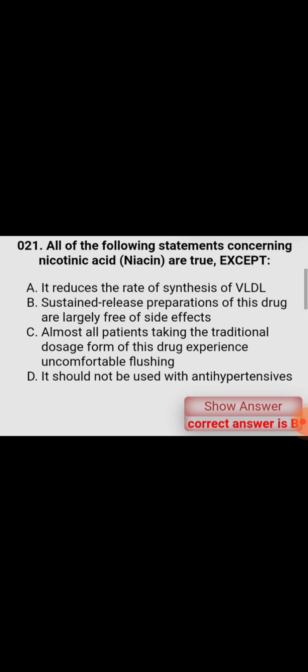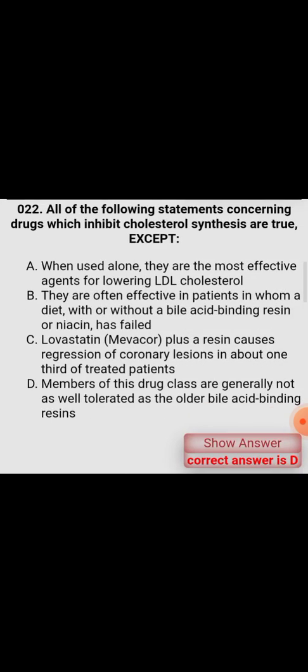All of the following statements concerning nicotinic acid are true, except sustained release preparations of these drugs are largely free of side effects. All of the following statements concerning drugs which inhibit cholesterol synthesis are true, except members of this drug class are generally not as well tolerated as the older bile acid binding resins.